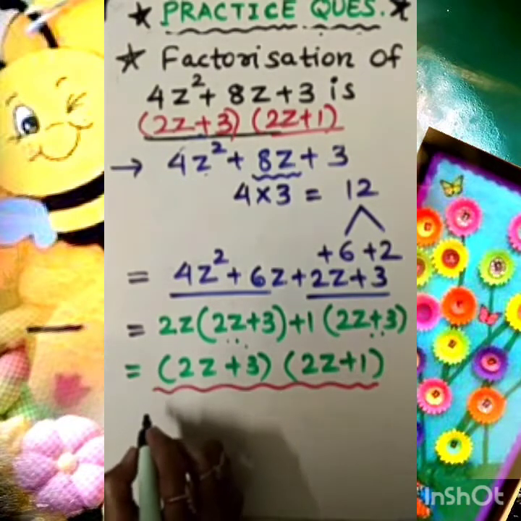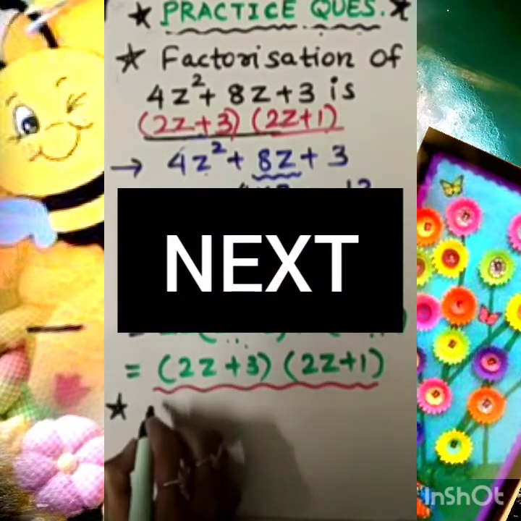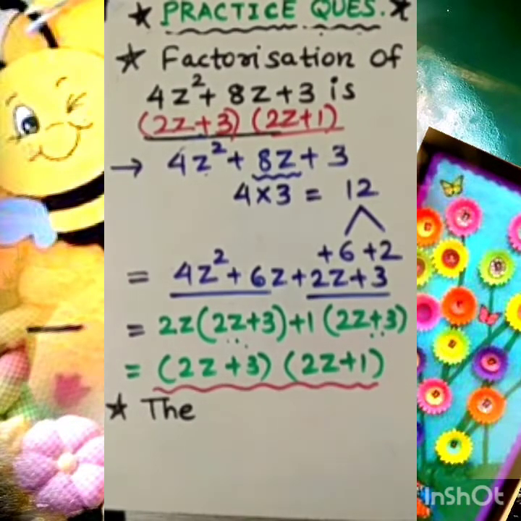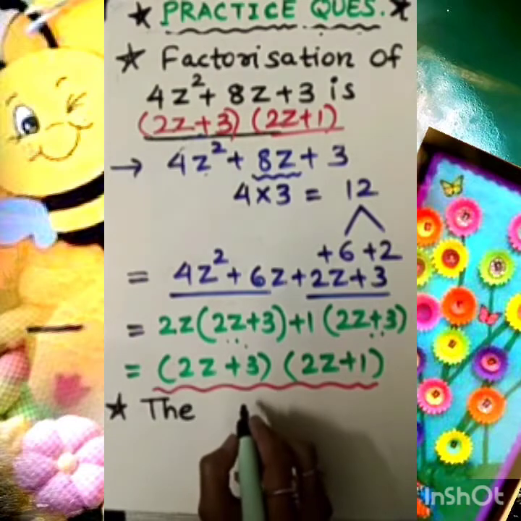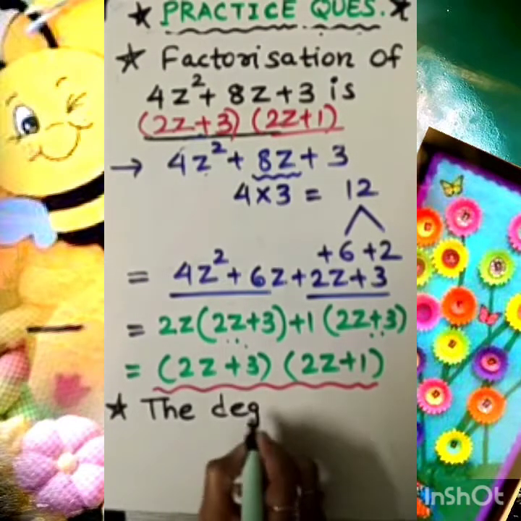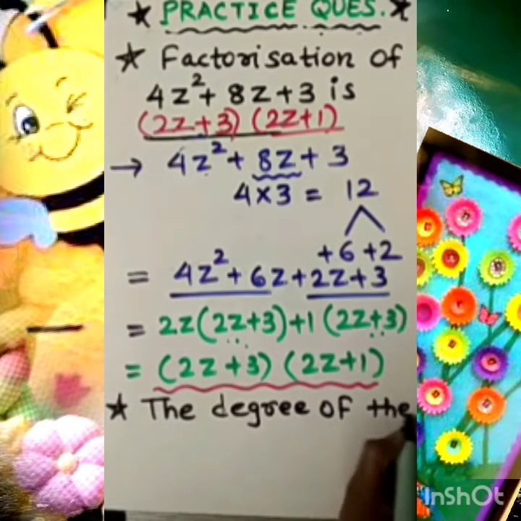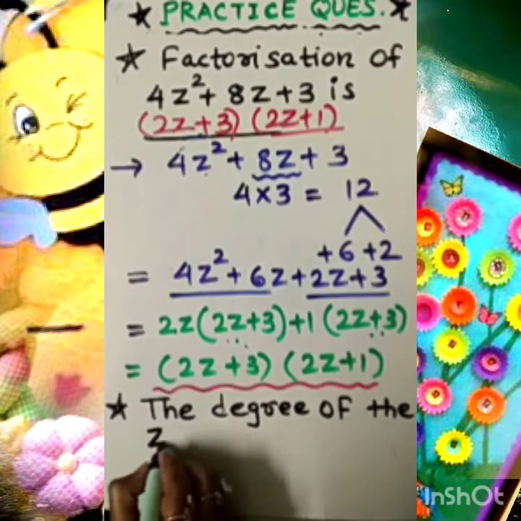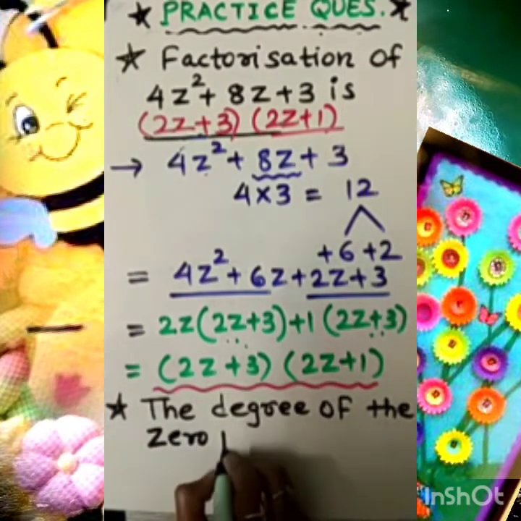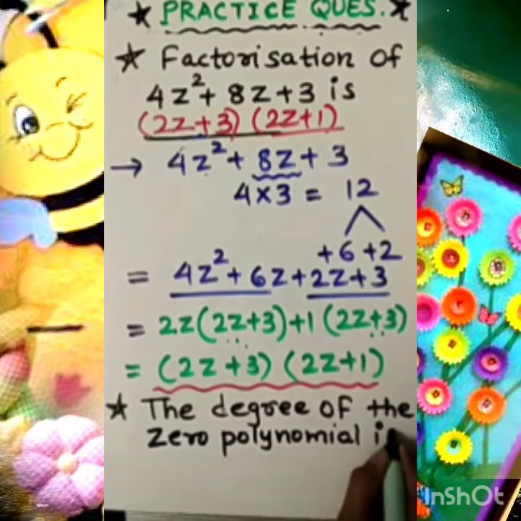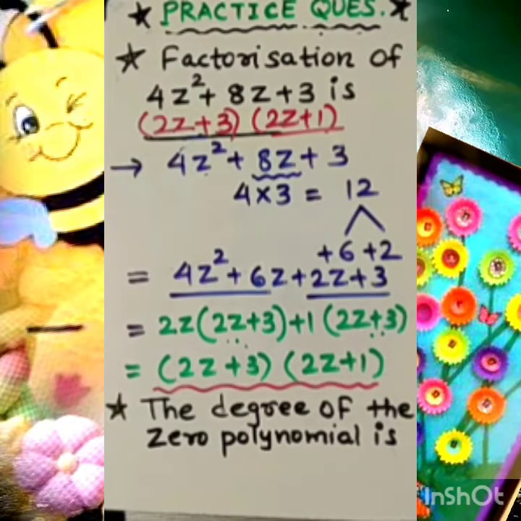Now one more question you need to add. The degree of the zero polynomial. The question is next. The degree of the zero polynomial, right? This word zero is given. What is the degree of the zero polynomial?